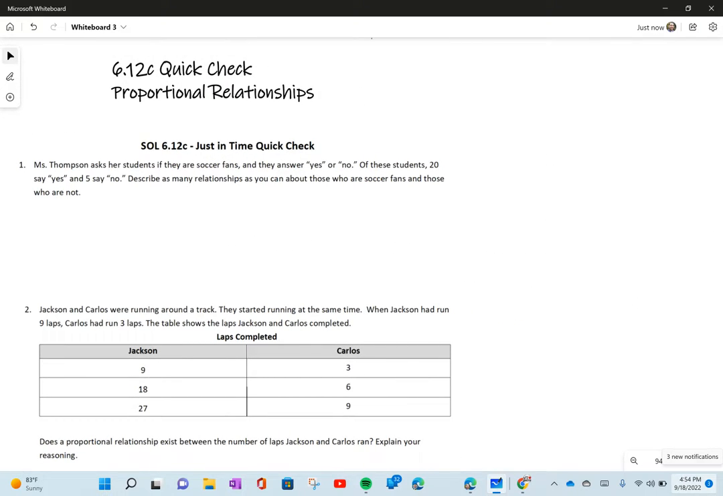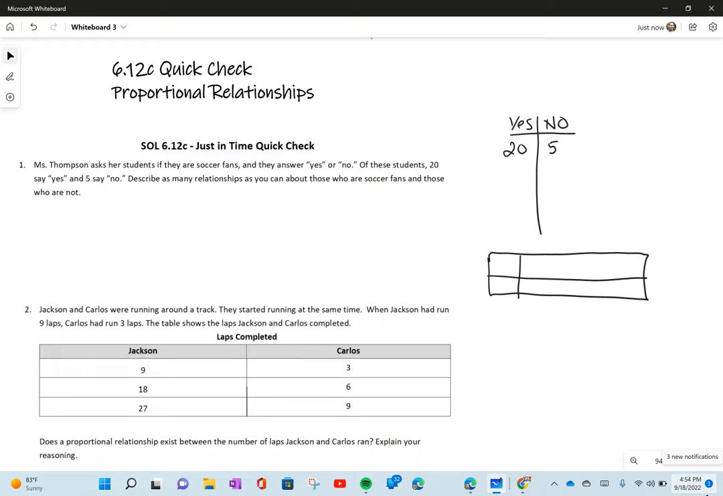So I would just jot down a quick table here, and you can do a vertical one or a horizontal table. They would say the same things. But basically, 20 people said yes, 5 people say no. We want to describe some relationships between how many people said yes and how many people said no. If I had a ratio table, we could say yes and no. I'm going to put this one at the end because what I'm going to do is actually simplify this.